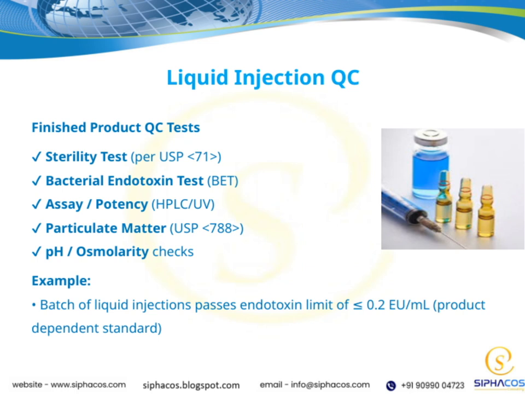For example, a batch of liquid injections must pass the endotoxin limit of less than or equal to 0.2 EU per milliliter, depending on the product standards. This comprehensive testing process helps us maintain high quality and safety standards throughout production.